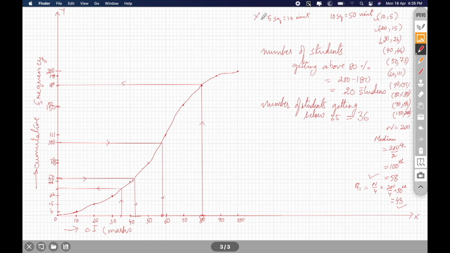So for the x-axis we have this scale, for the y-axis we have this scale. So the scale should also be written here in the right hand side corner. So this much for today. Thank you. Good day.